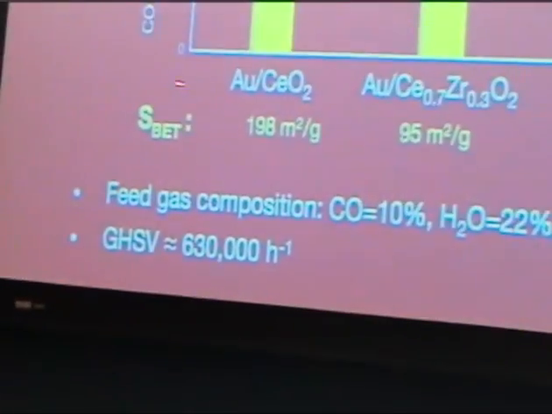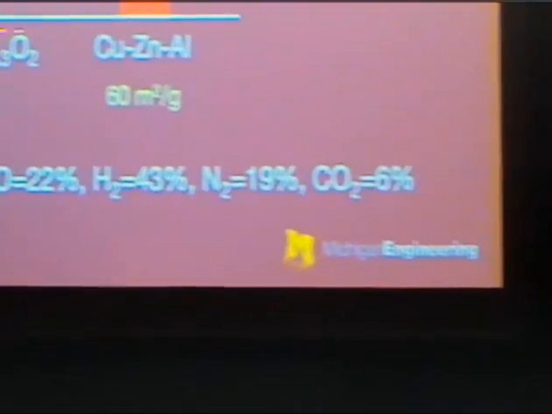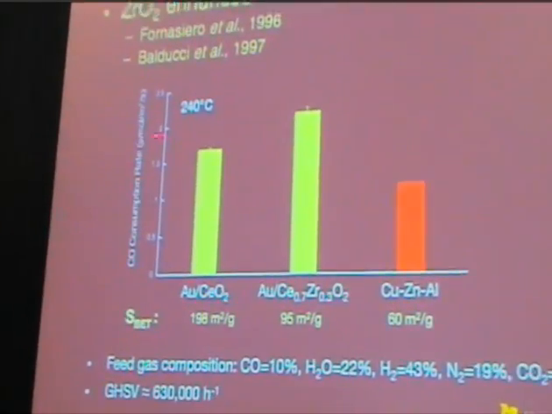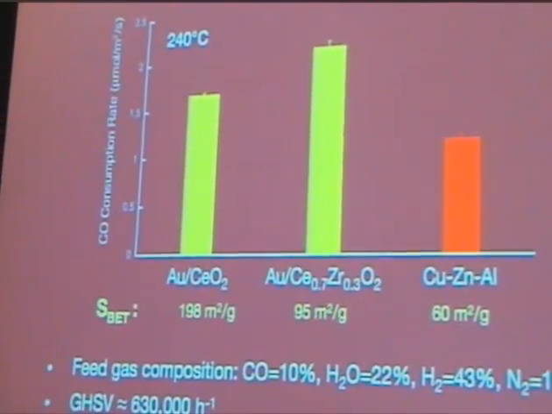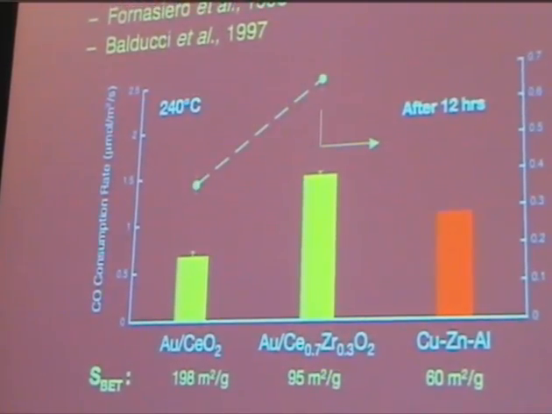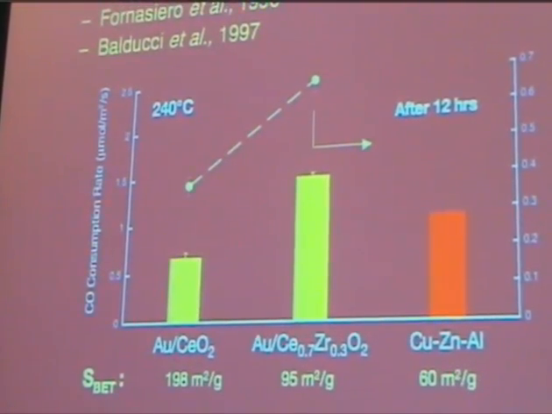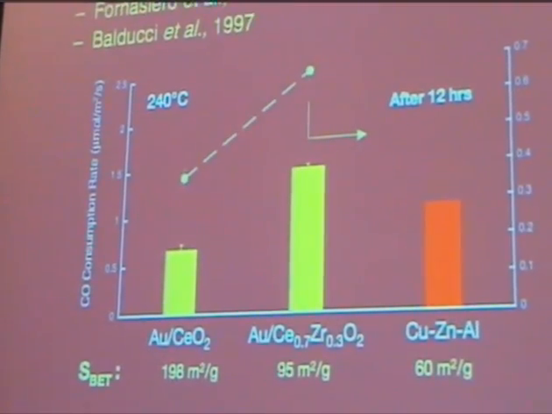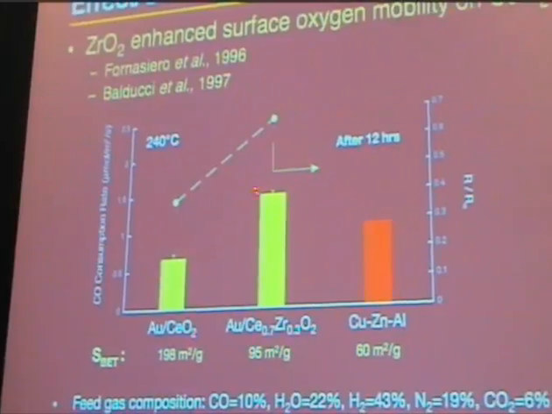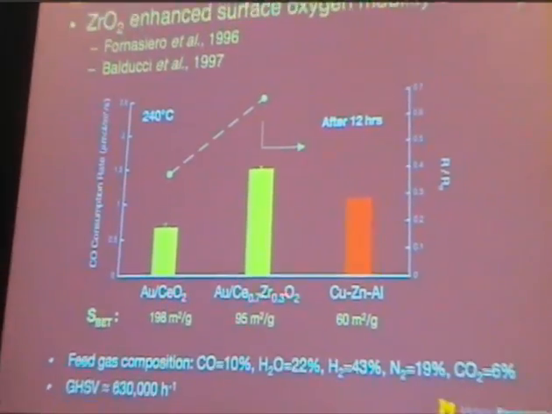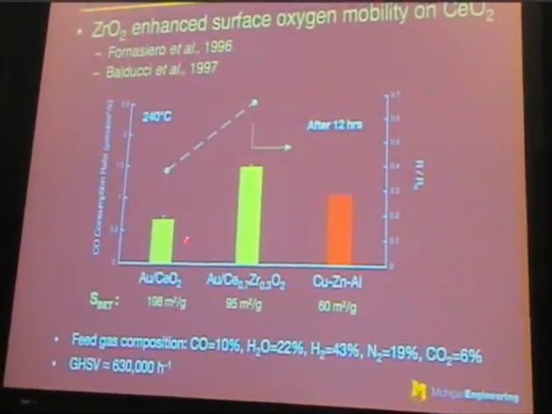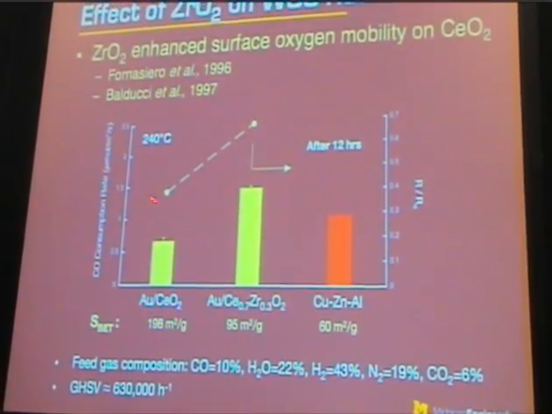And as you can see here, the cerium oxide by itself and the ceria zirconia solid solution gave almost comparable activity initially. However, after 12-hour deactivation, the activity maintenance was totally different from the cerium oxide support by itself. As you can see, when you measure the R/R0, the case for the ceria zirconia supported gold catalyst was almost twice as much as the ceria by itself supported gold catalyst.